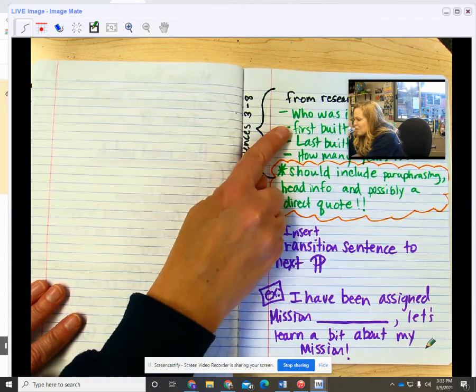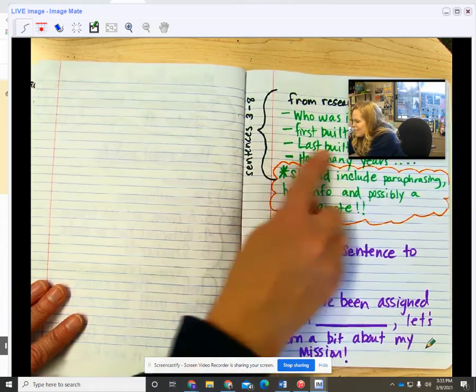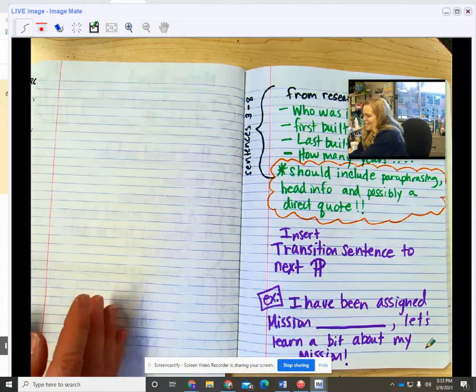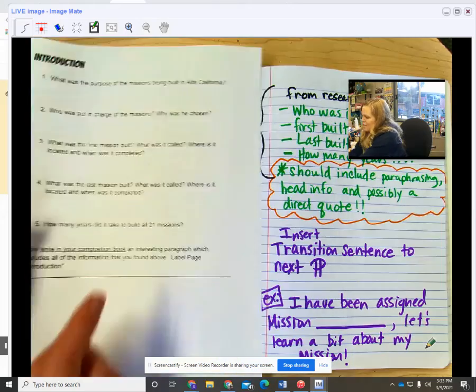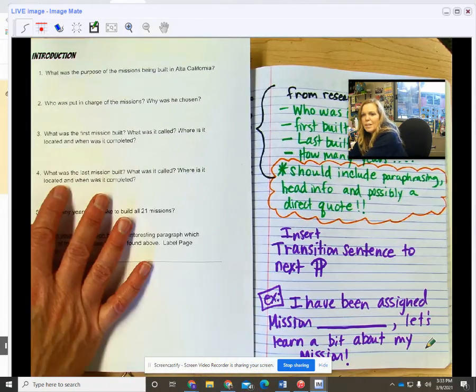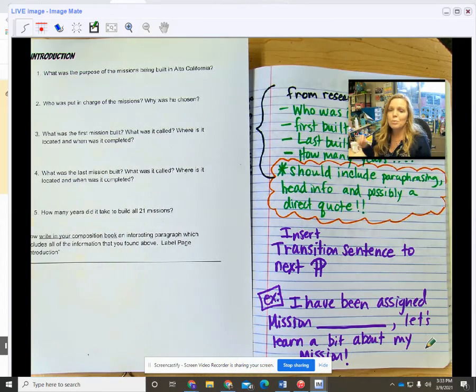I didn't talk about the first one when it was built or the last one when it was built, but I did talk about how many missions total were built. So I did answer some of this information, okay? You don't have to include all of it. You're doing the research on it, and you choose what you include as you start writing.